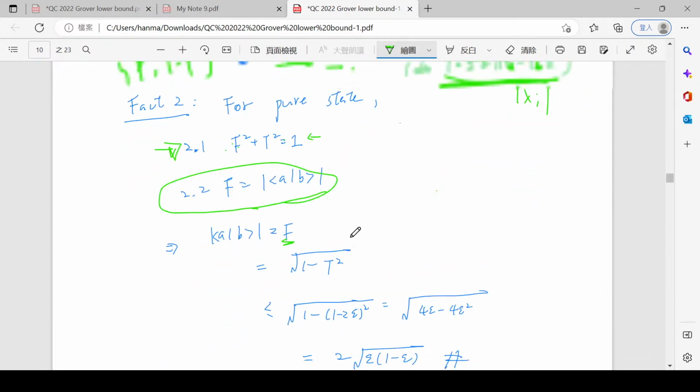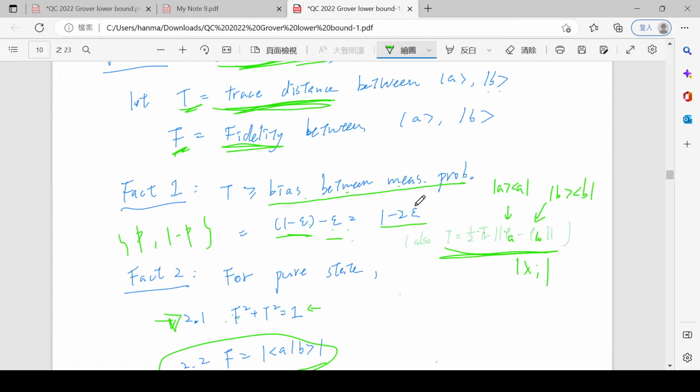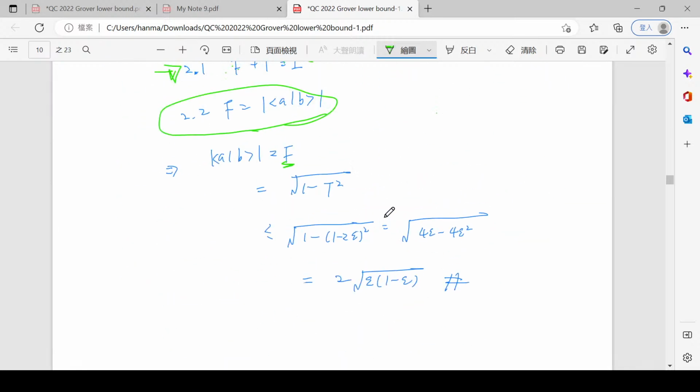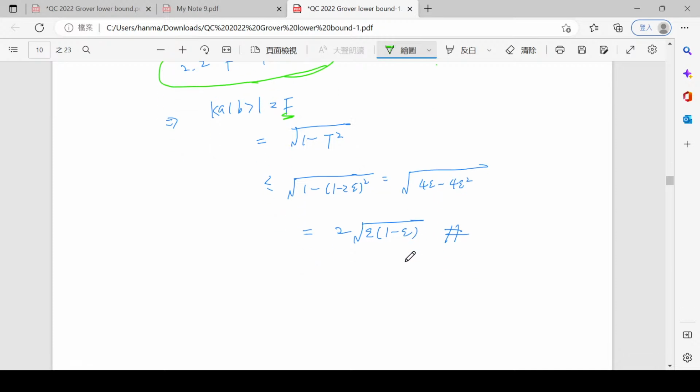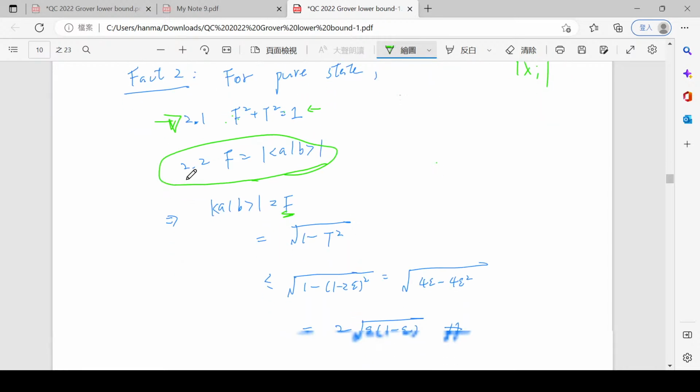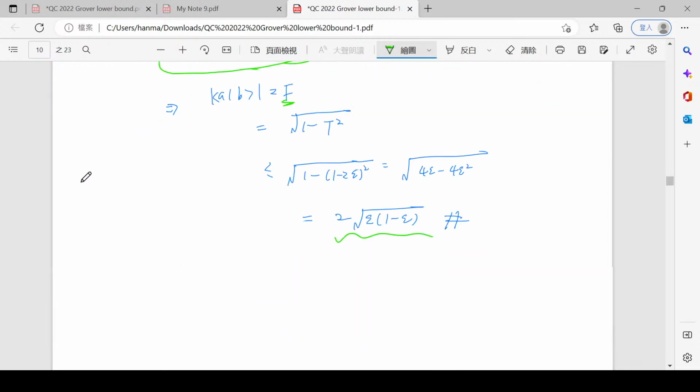But anyway, we can translate trace distance to this epsilon. That's the error probability when you do our distinguishing measurement. And so plug that in, then it's 1 minus 2 epsilon squared. And now it's just algebra. Then you have 4 epsilon minus 4 epsilon squared, and you see that this is exactly the result we want. So almost no calculation here. Everything comes just from this relationship.